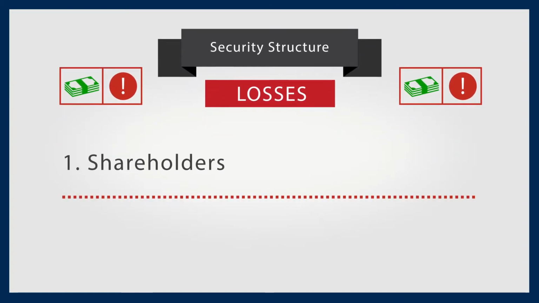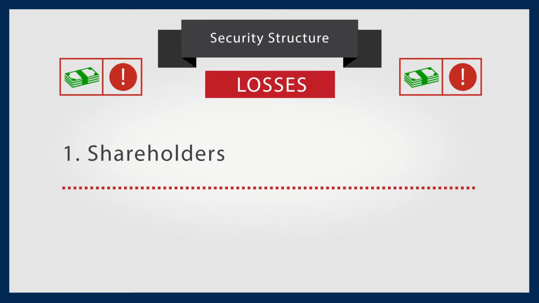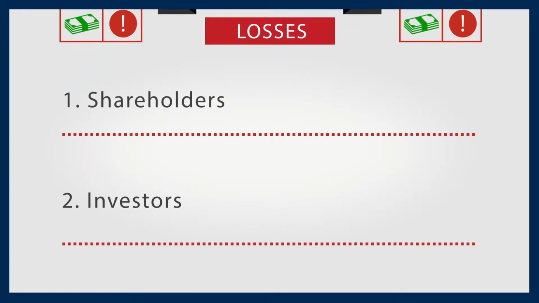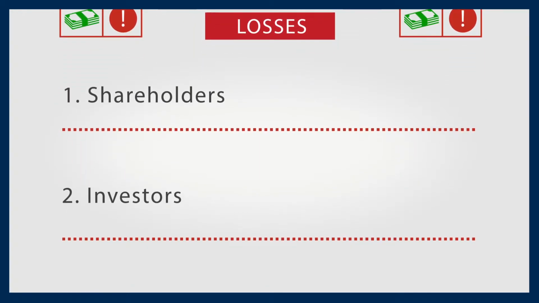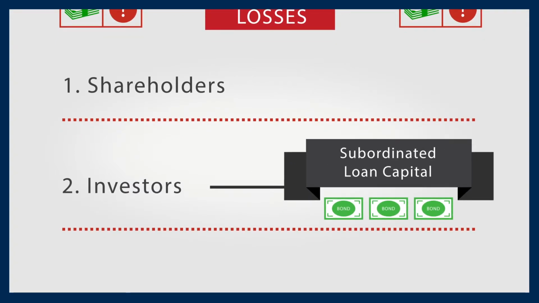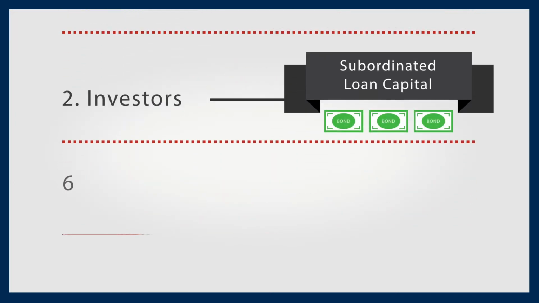The first group that will absorb losses if a corporation falls into financial distress are the shareholders. Next in line come the investors who've invested in so-called subordinated loan capital. This covers a variety of bonds, and we'll take a closer look at that in a moment.